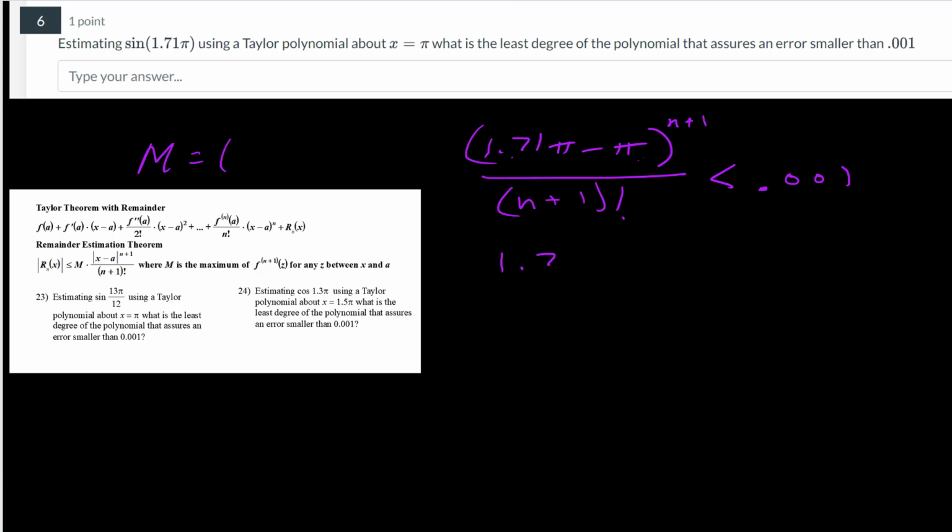You can type this into Desmos. We can simplify the top, subtract those. We're just going to have 0.71 pi over, if you type it in Desmos, you probably want to use x plus 1. And if you type it in Desmos, you'll need to have parentheses around the exponent. And then we have x plus 1 factorial on the bottom. And then 0.001 like that.